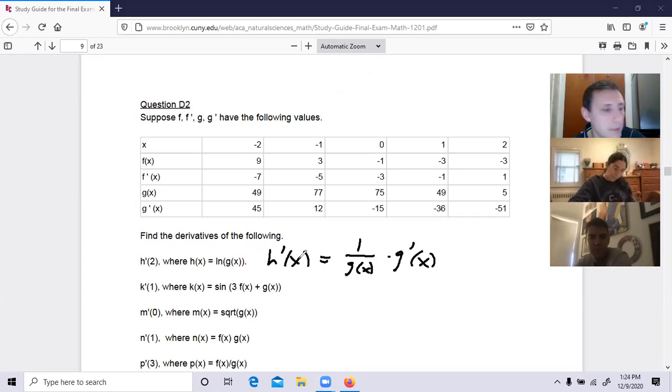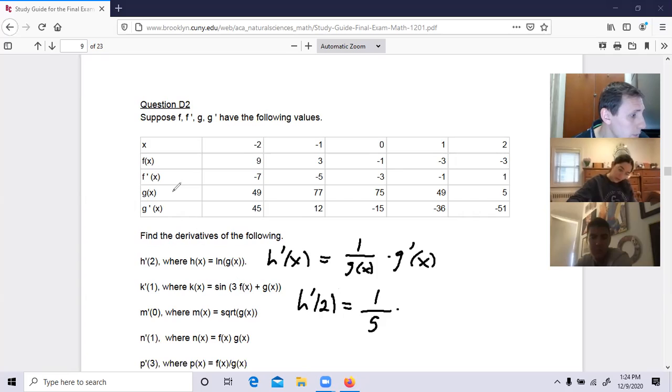Now I need to do it in particular at the point 2. So what we have is that h prime of 2 is 1 over what, g of 2? G of 2 is 5, correct? G of 2 is 5. So it's 1/5 multiplied by what's g prime of 2? So g prime of 2 is minus 51. So it should be minus 51 divided by 5.